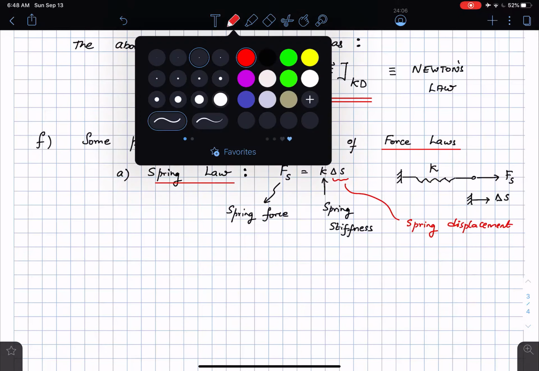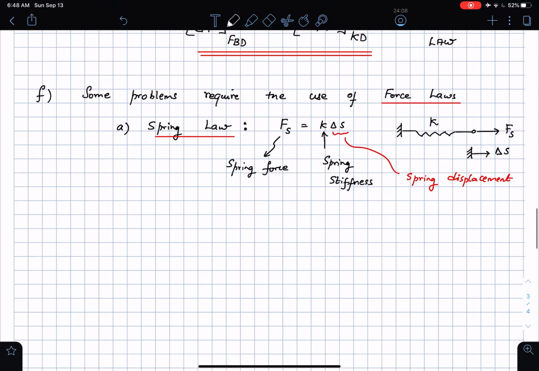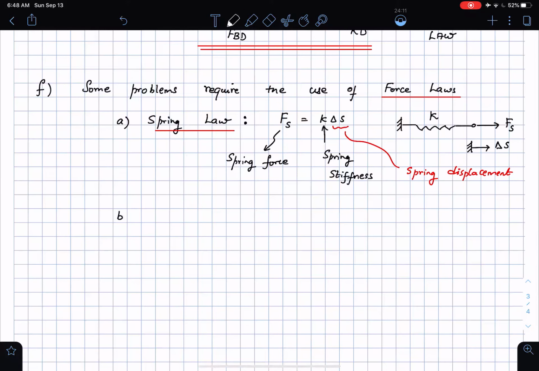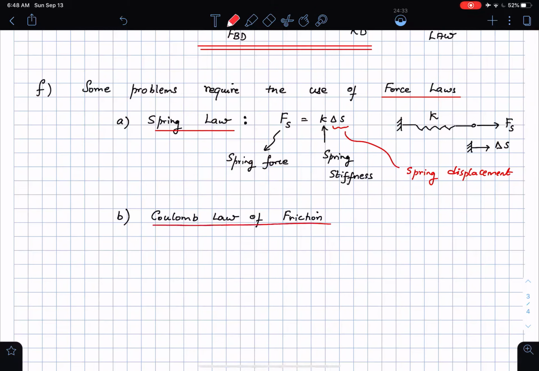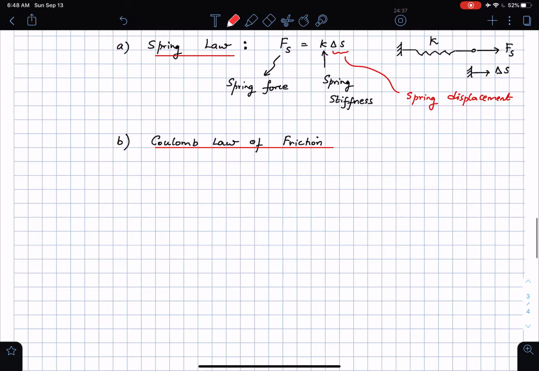You've seen these kinds of ideas in basic physics, I'm pretty sure. Then something that you've probably encountered in statics a whole lot and that made your life miserable is the Coulomb law of friction. It's very important to understand how this works, and we're going to see that through problems. I'm just going to state it and leave it at that, and we'll come back to the problems when we talk about it. Coulomb's law of friction is the following.